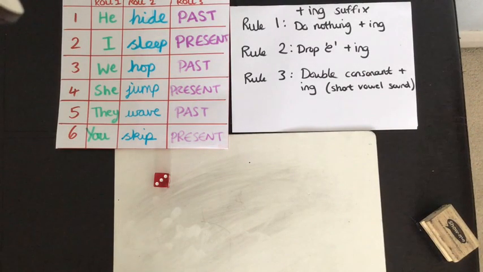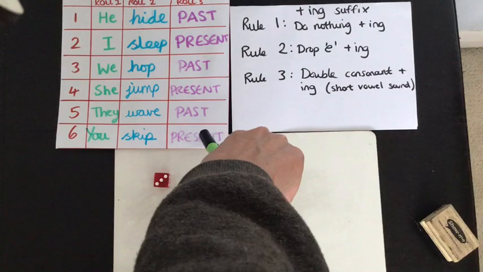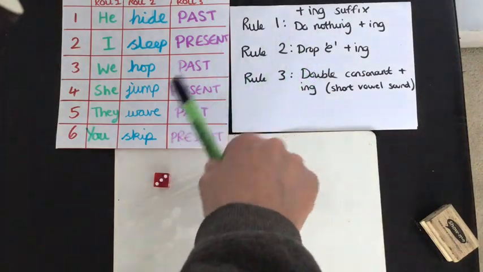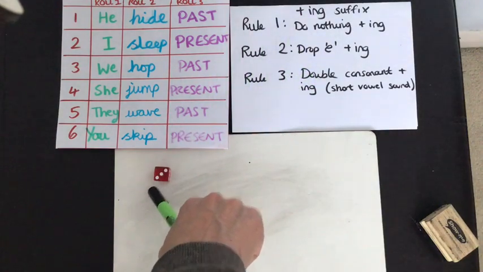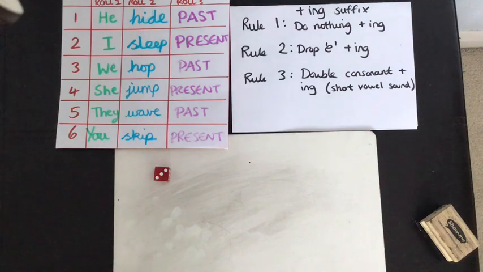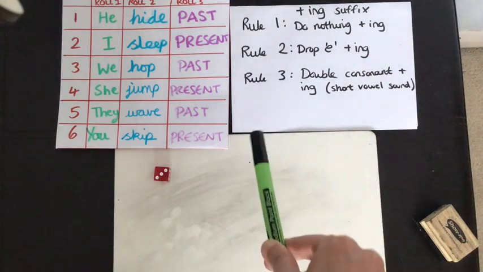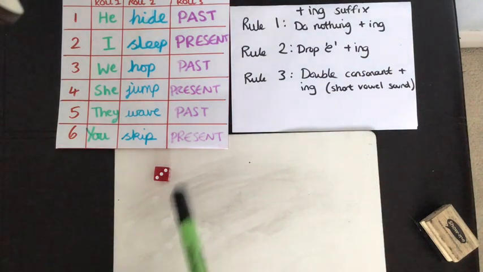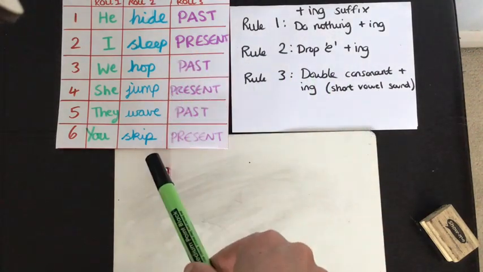So now it's time to have a bit of practice with this, and I have made up a really simple game for us to play to get some practice in. So all you need is a game board like this, which I have put on the files for you, and a dice like this. Now I thought I'd very quickly remind us of the 3 rules we've looked at this year when it comes to adding the suffix ing, because we need that to make our verbs progressive.